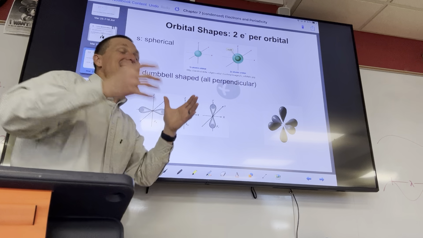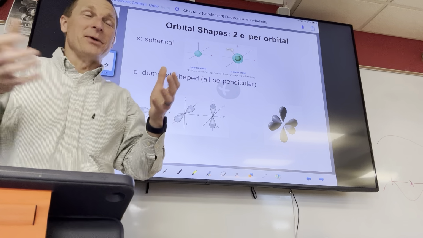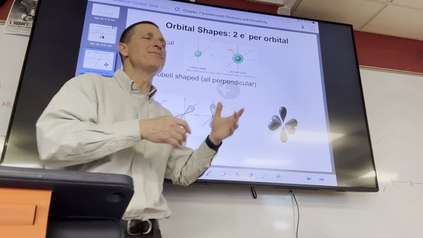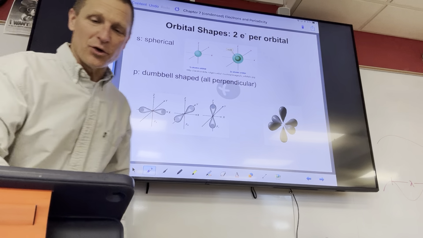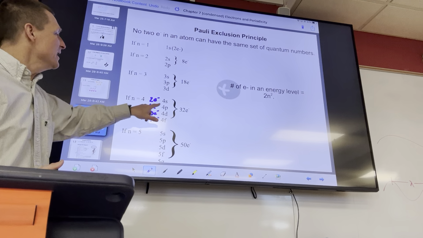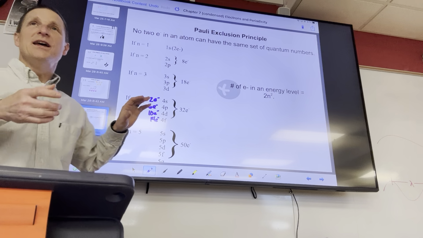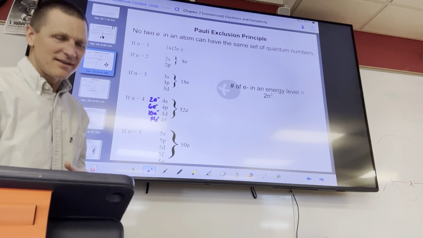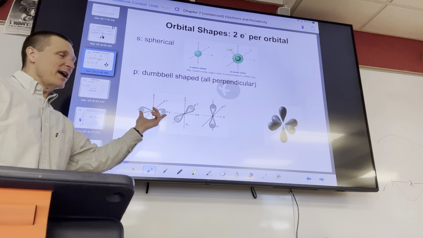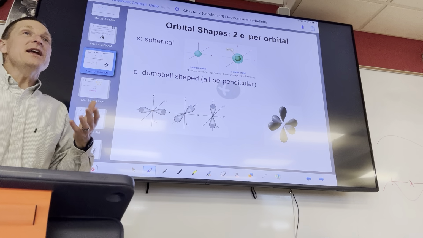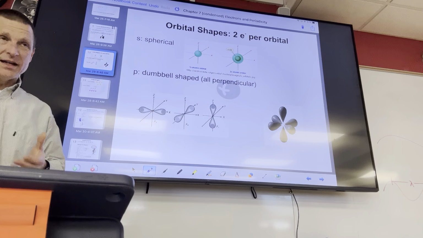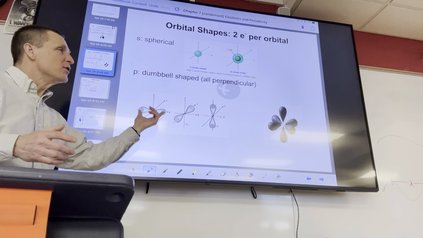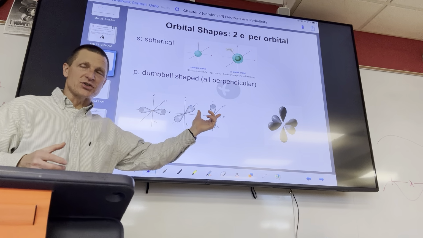Now, s sublevels are pretty simple because they're only able to hold 2 electrons, so they're a spherical shape. When we get to the p's, I had told you before, any p sublevel has room for 6 electrons, but they're very specifically arranged in this way. There are 3 p orbitals in each p sublevel, as long as we're in a p. P's are always arranged like this.